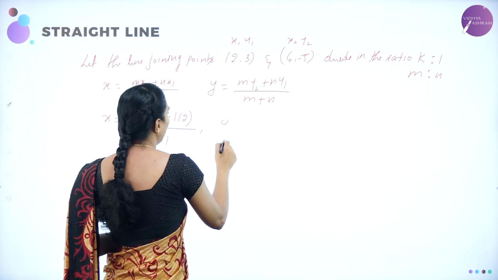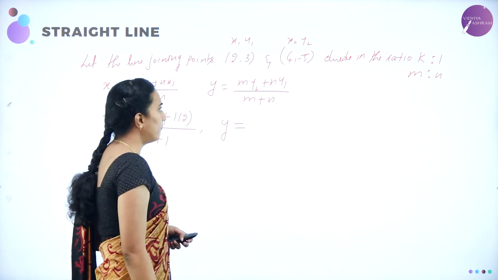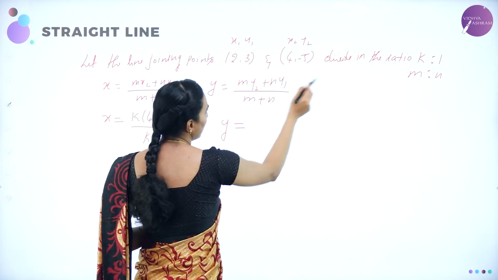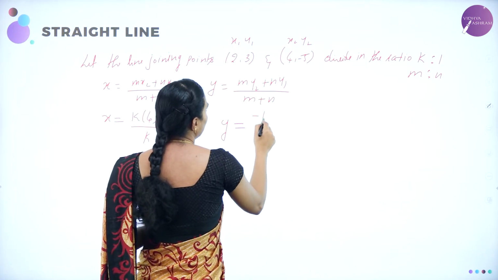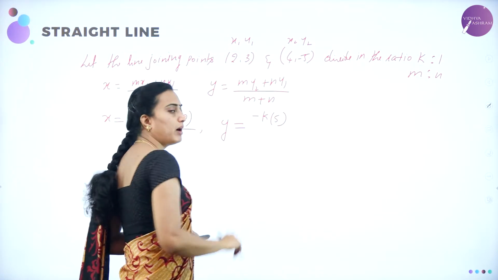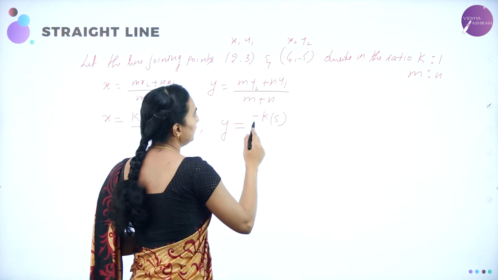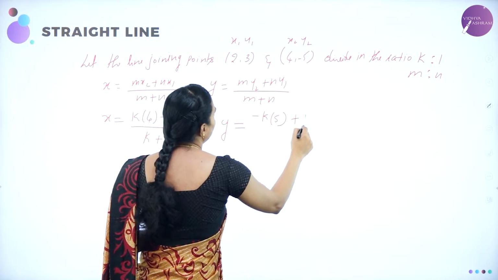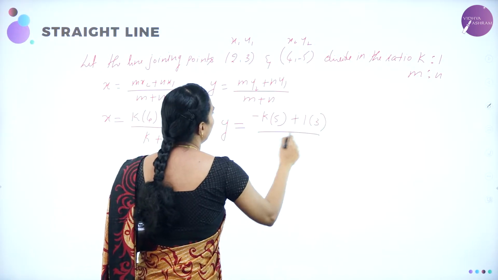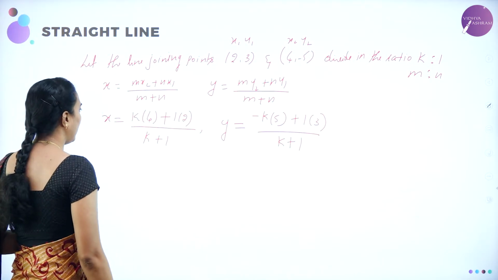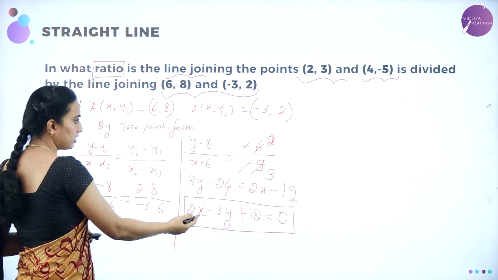Then y will be equal to m into y2, which is k into -5, because the y2 value is -5, plus n into y1, where y1 is 3, so 1 into 3, divided by k plus 1. Now what is the equation you are having? You are having this equation.